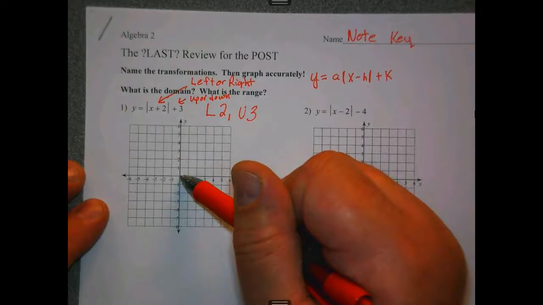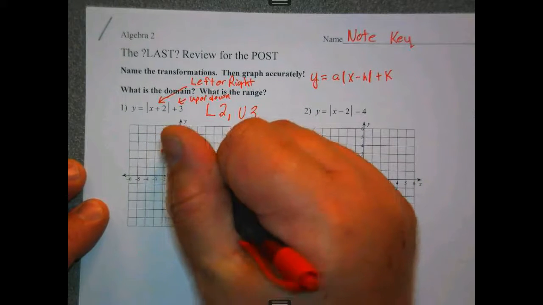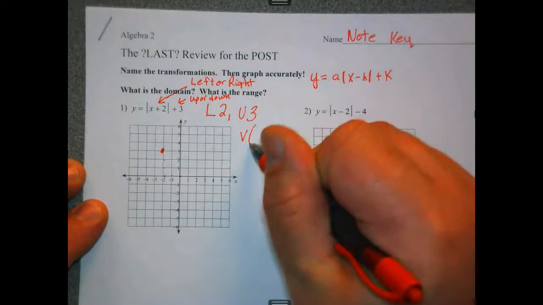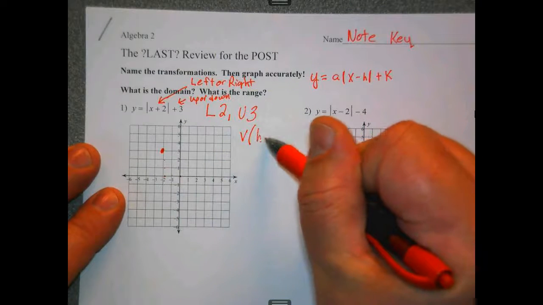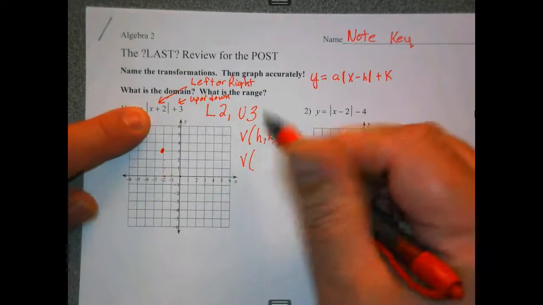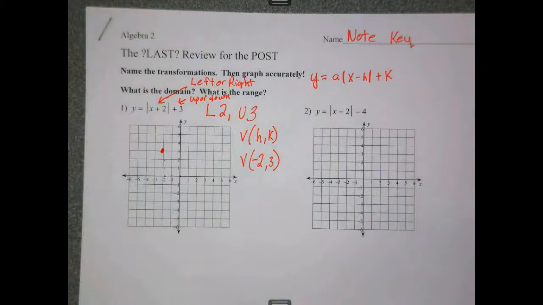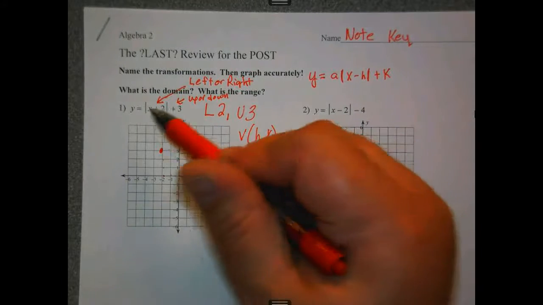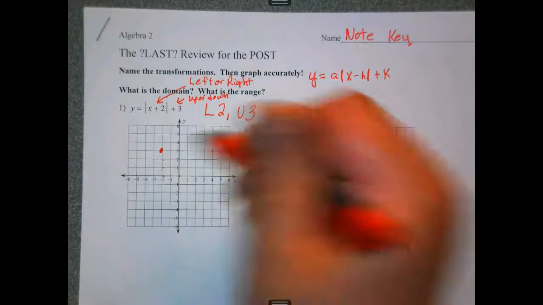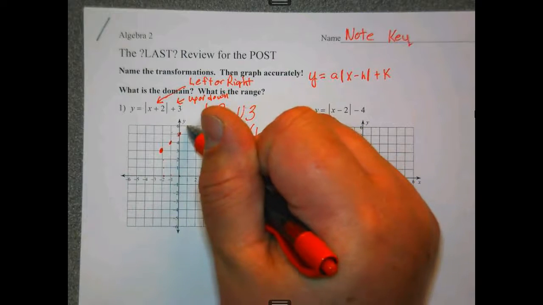So we start at the middle, left 2, up 3. There's the vertex. It's (h, k). Vertex is, remember, opposite the sign, so negative 2, 3. Our slope, just the coefficient out here in front, is 1. So up 1 over 1, up 1 over 1.